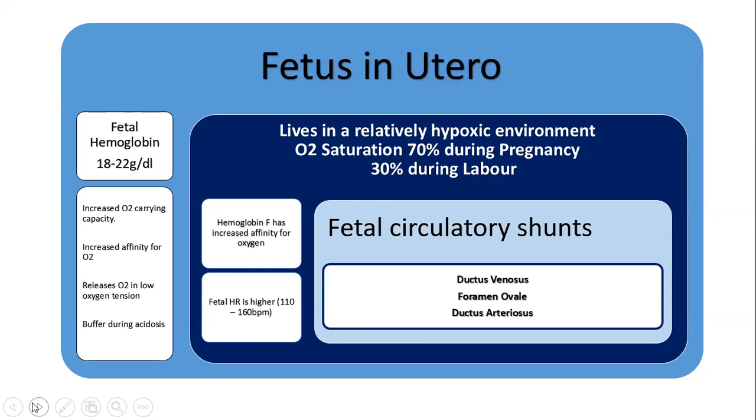So baby hemoglobin is really high. We know that fetal hemoglobin also has a high affinity. The baby's heart rate is higher, so cardiac output is higher. The baby can release oxygen at lower oxygen tensions, and it has significant buffers. So this is the baby's physiological adjustment to the events of labor.